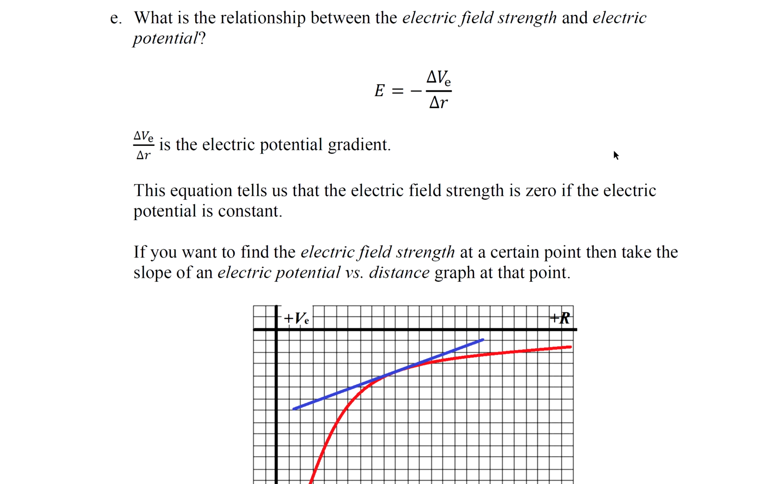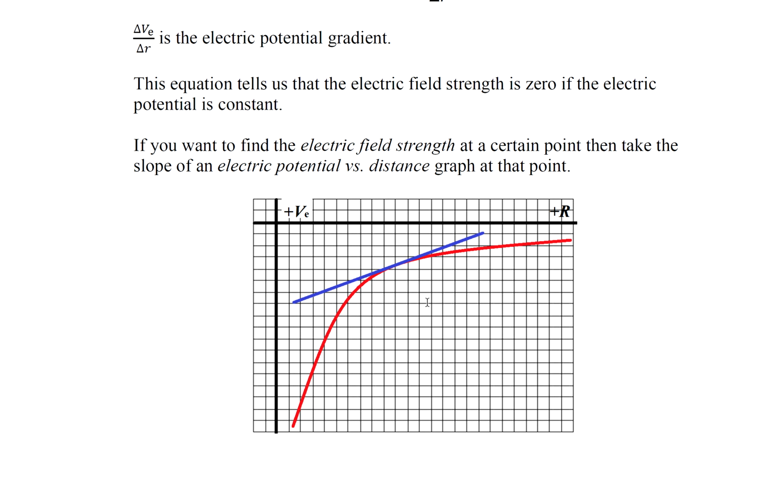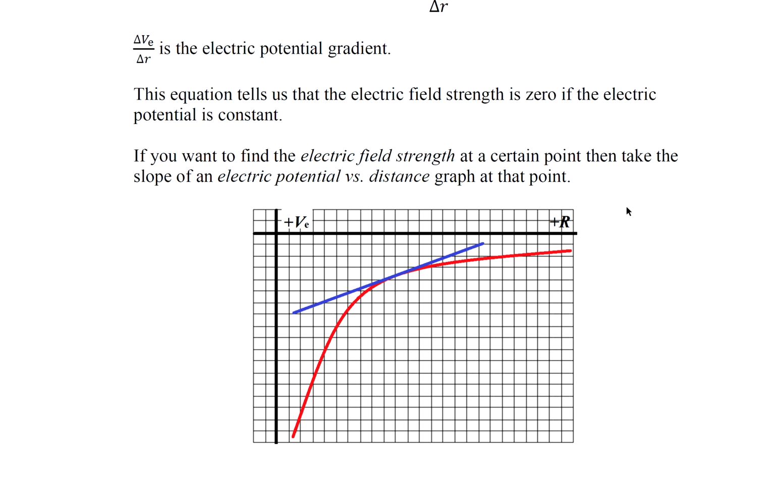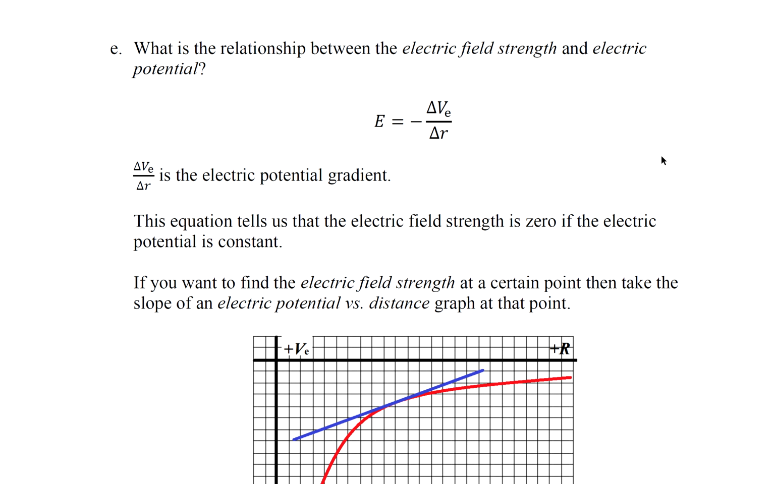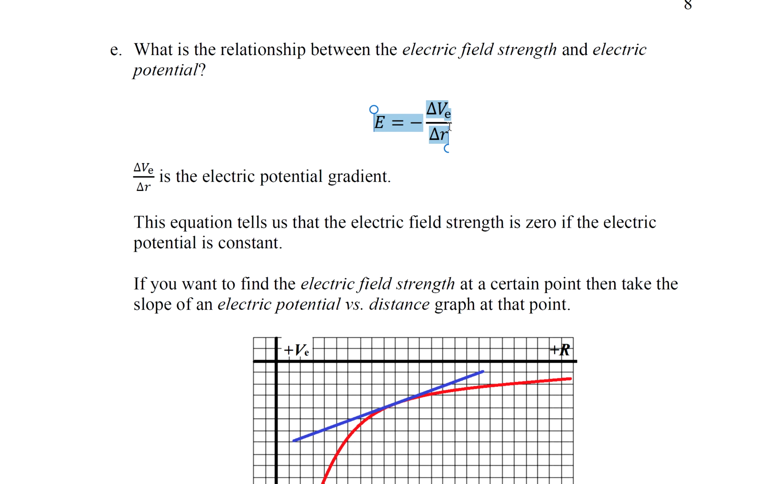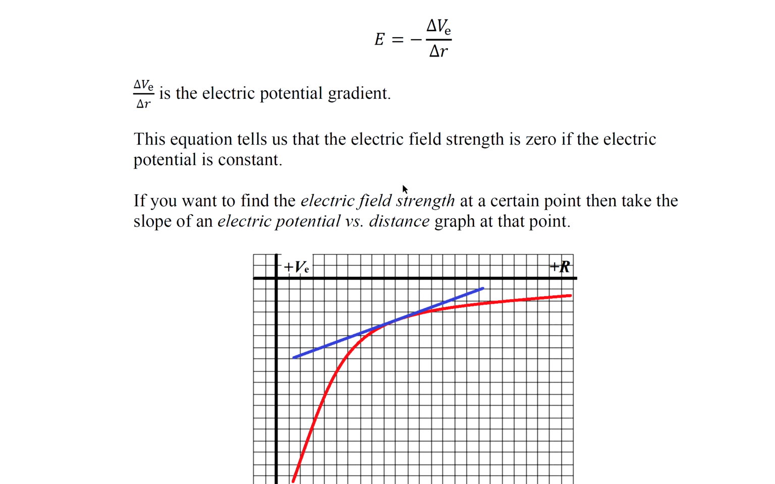If you want to find the electric field strength at a certain point, then take the slope of an electric potential versus distance graph at that point. So here we have an electric potential, which is the red curve. If you want to find the electric field strength, just take the slope at that point. So that's the meaning of this equation. Find the slope of electric potential versus distance to give us electric field strength.